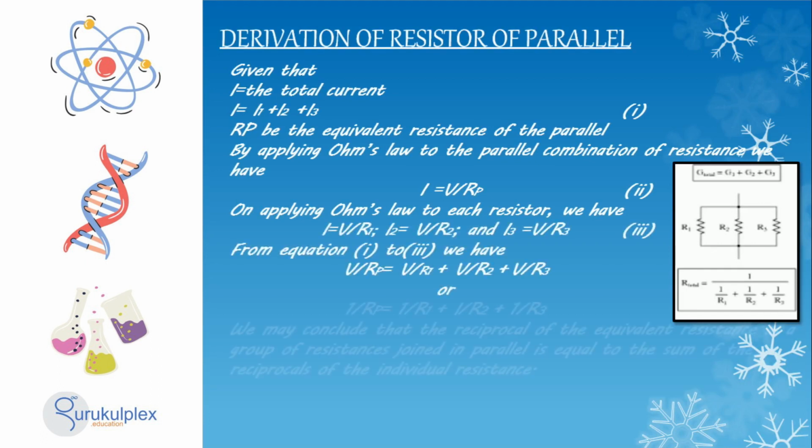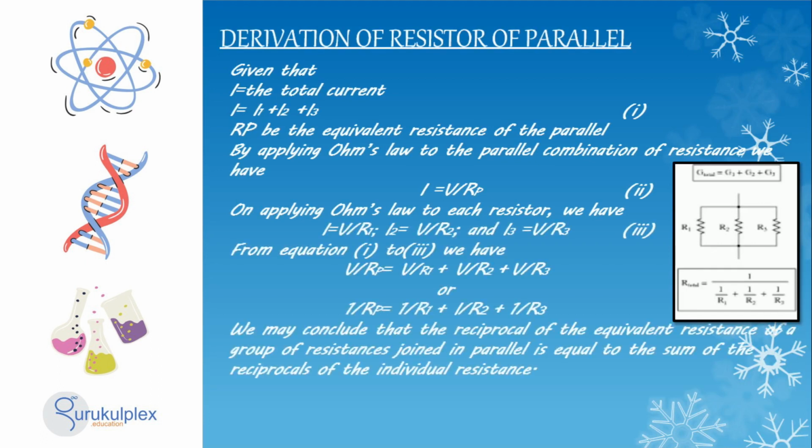Ohm's law states that current is inversely proportional to resistance. When resistors are in parallel, the equivalent resistance of the group is equal to the sum of the reciprocals of the individual resistances. This leads to a formula for the equivalent resistance of the resistors in parallel. In conclusion, when resistors are in parallel, the equivalent resistance of the group is equal to the sum of the reciprocals of the individual resistances.